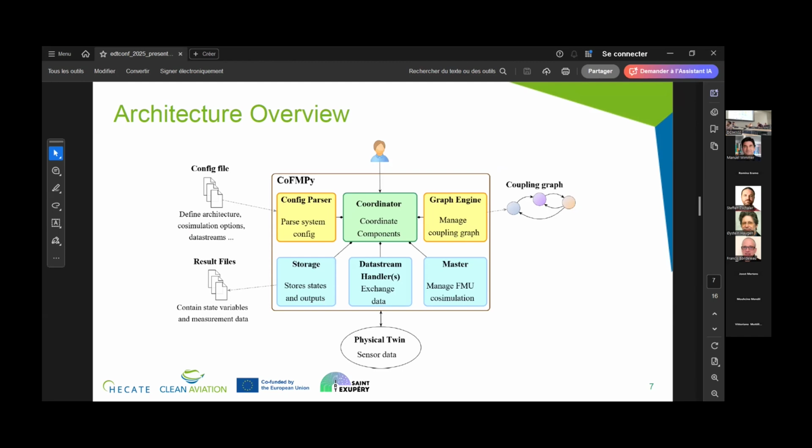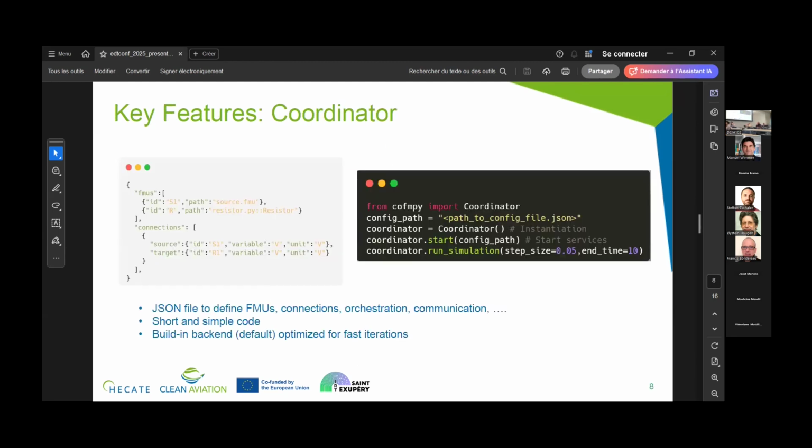So because everything is in the paper, I'm just gonna flash some of the key features and tell you what's interesting about them. So this coordinator, the central figure, we wanted to make it as simple as possible. So instead of writing long and complex code, you describe everything in one configuration file, formatted as a JSON. In this configuration file, you can define your FMUs, your connections, the logic of your orchestration, communication, etc., which makes the coordinator's code very short and clean.